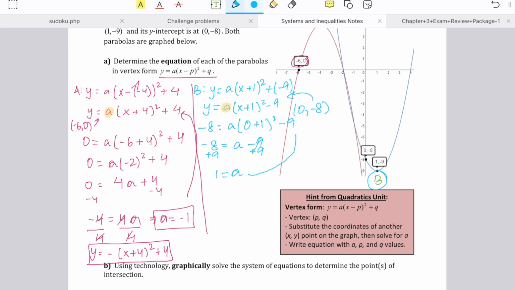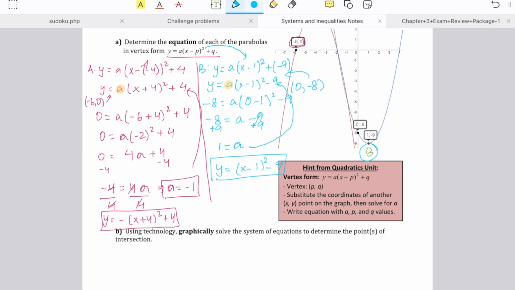Now we substitute it into this equation because we're not done yet. y is equal to (x + 1) squared. Oh sorry, this would be minus because the formula is minus, right? So -1 squared is still positive. So (x - 1) squared minus 9. And that's my second equation of my second parabola.